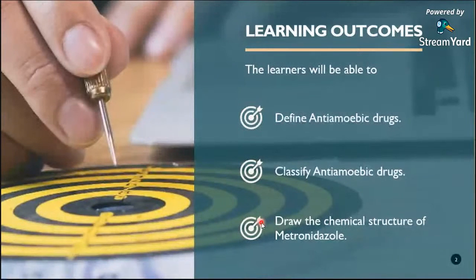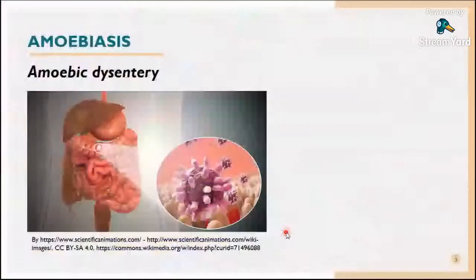So today we are discussing 3 points: the definition of antiamoebic drugs, the classification of antiamoebic drugs, and how to remember the chemical structure of metronidazole. Before starting the anti-amoebic drugs, you must know about amoebiasis. It is also called amoebic dysentery.